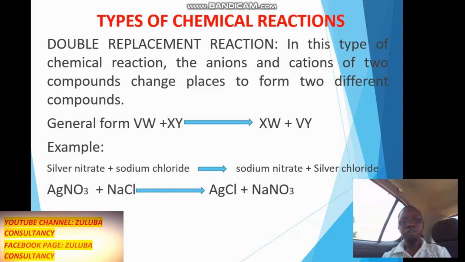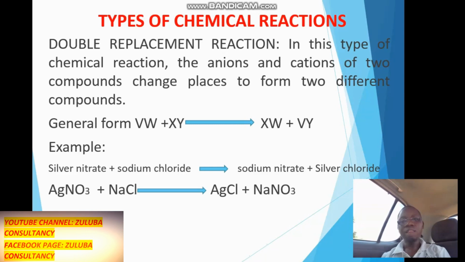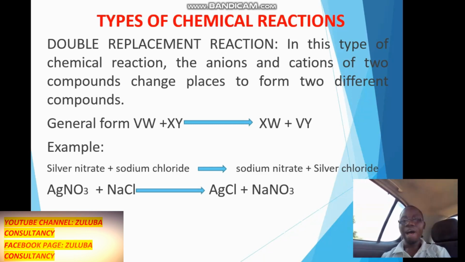An example of a reaction is what we have here. Silver nitrate is reacting with sodium chloride. What are the products which we have? We have sodium nitrate and silver chloride. So sodium has gotten the nitrate while silver has gotten the chloride. The two have exchanged, resulting in what we call the double replacement reaction.